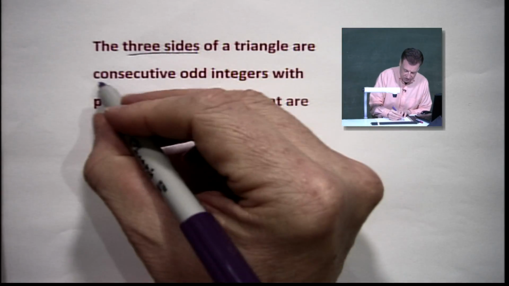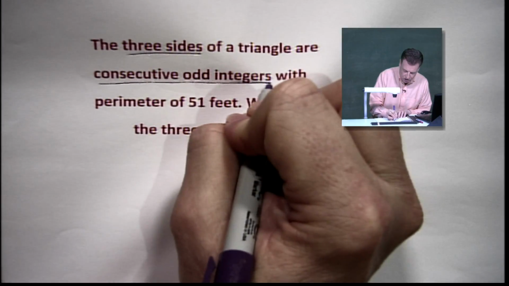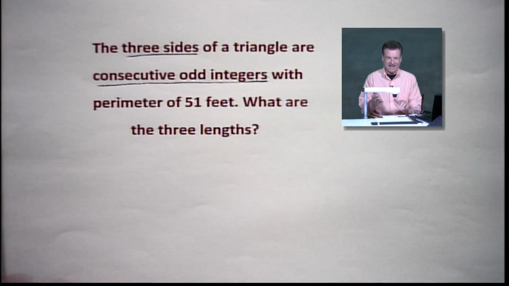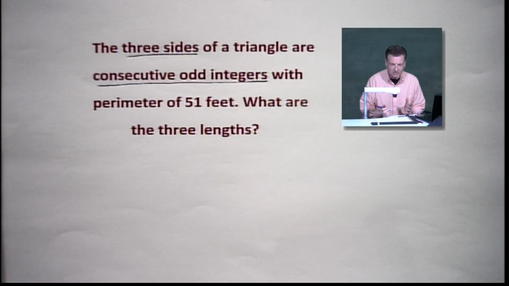And the big deal is they're consecutive odd integers. Now, odd means it isn't even, right? Yeah. So it's sort of like 1, 3, 5, 7, 9. Those should be the digits on the end of your lengths. And 51, well, it's an odd number. Maybe that has to do with something here.